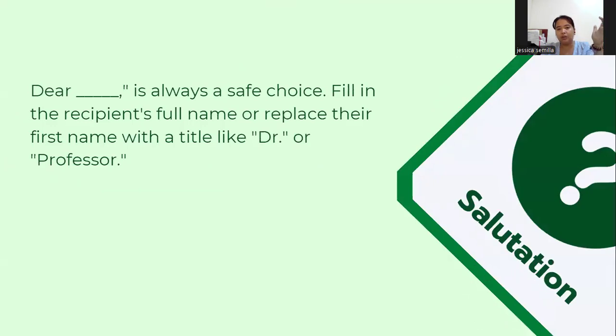All right, we'll be proceeding now. Another part of the business letter is the salutation. Usually, what we have there is Dear Mr. De La Cruz or Dear Dr. De La Cruz, because that's a safe choice, or Professor Ana De La Cruz or Professor De La Cruz. And then you follow it with a colon or a comma.